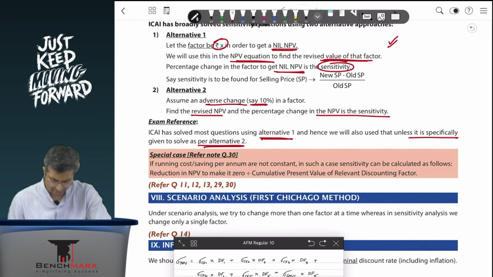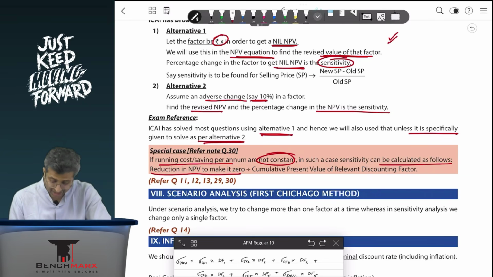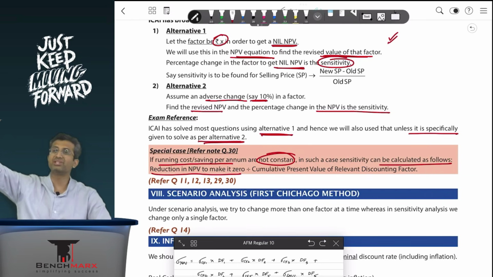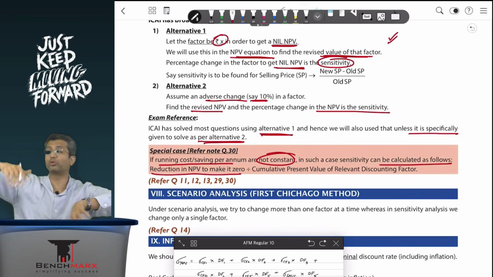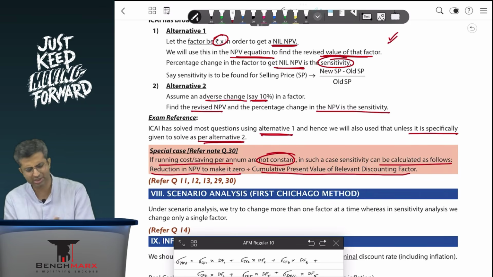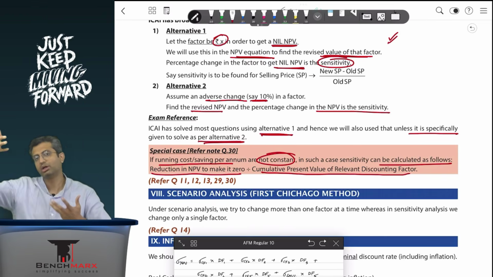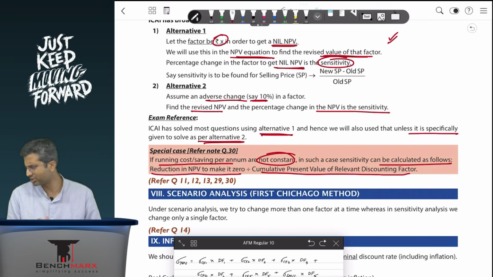A special case is if running cost or saving per annum is not constant. Then in such a case sensitivity can be calculated as a reduction in NPV to make it 0. So if your current NPV is 3,000, to make it 0, NPV should fall by 3,000, divided by the cumulative present value of the relevant discounting factor. So let's say the present value of running cost is 5,000. We are saying that this 5,000 has to change by 3,000 in order to get a 0 NPV. So that is a method which is usually taken.